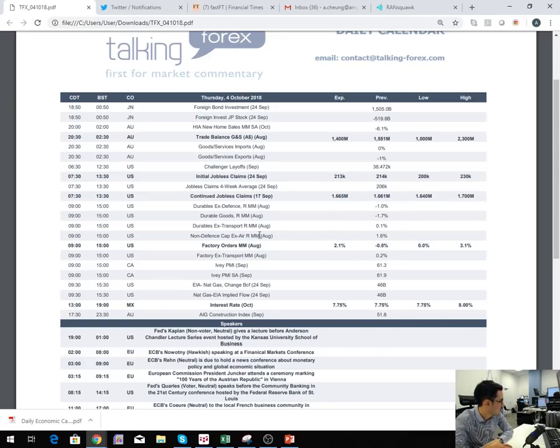The revisions to durables, so again, these are just revisions. Factory orders in the afternoon. This will be interesting, just given how strong ISM manufacturing was as well. How does factory orders stack up? If we get a particularly strong factory orders point of view, this just adds to the narrative we've been discussing in this briefing.